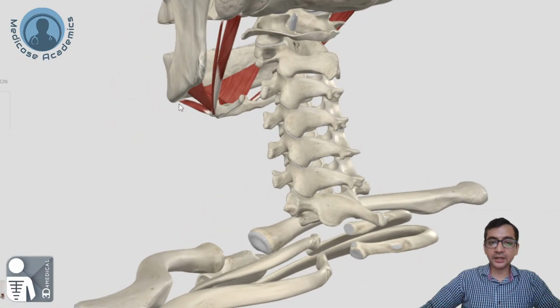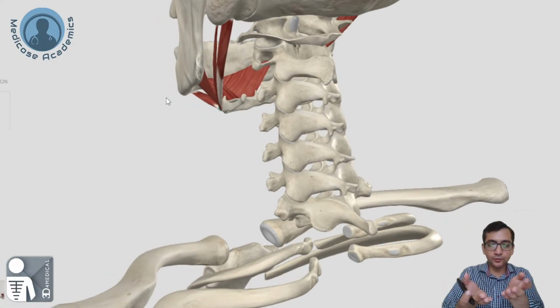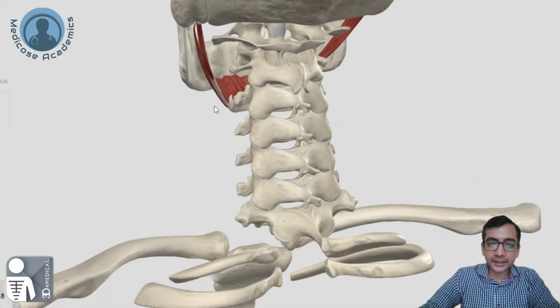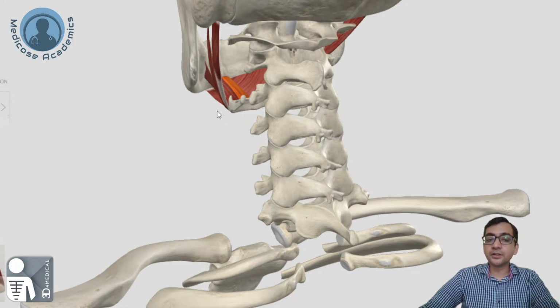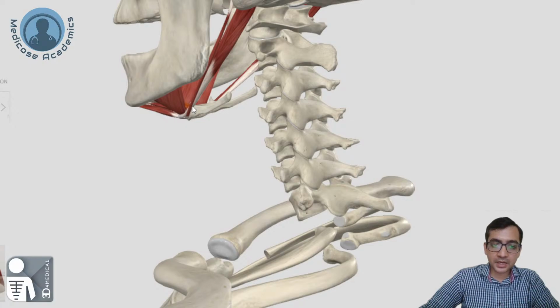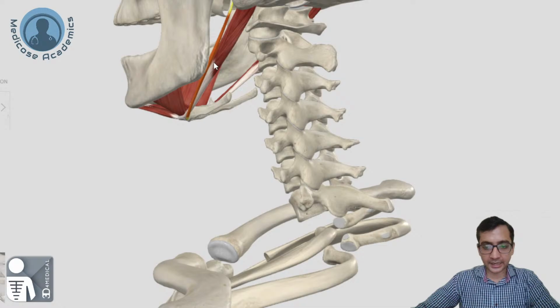Mylohyoid, the flat muscle forming the floor of the mouth. It was helping in elevating the floor of the mouth. It was helping in depressing the mandible, or elevating the hyoid if the mandible is fixed. The geniohyoid is from the genial tubercles to the hyoid bone, and it was helping in the same way as mylohyoid. Then there is stylohyoid. It is from the styloid process of the skull. It cannot be moved. So we are only left with elevation of the hyoid bone, and from it the elevation of the larynx.